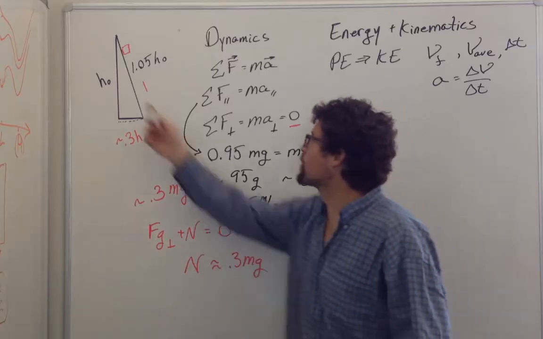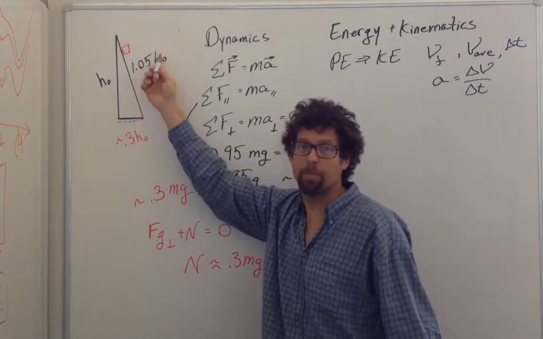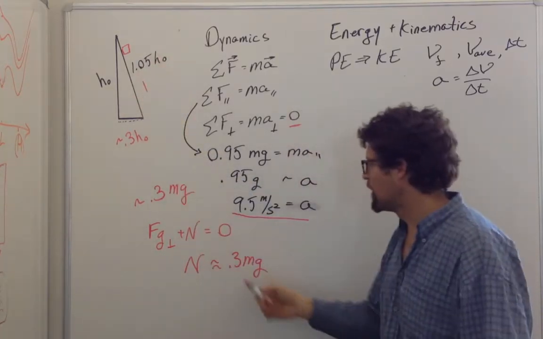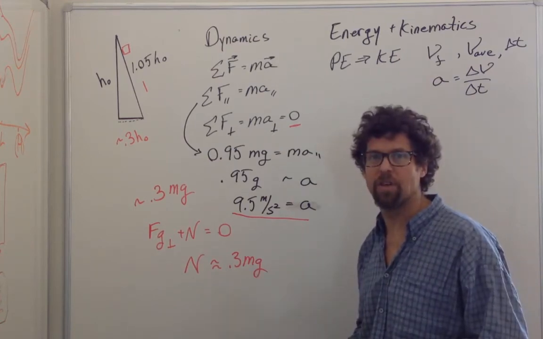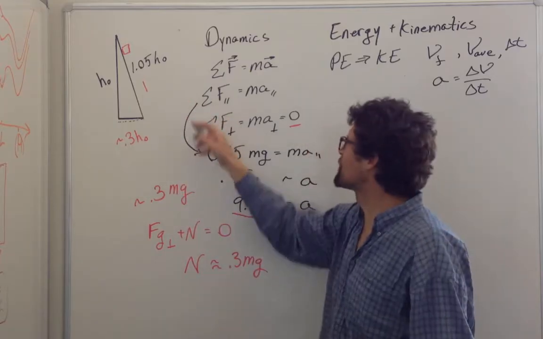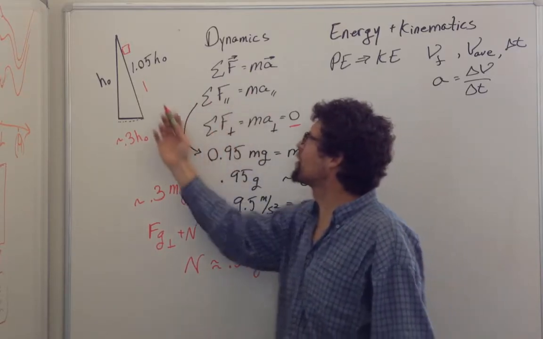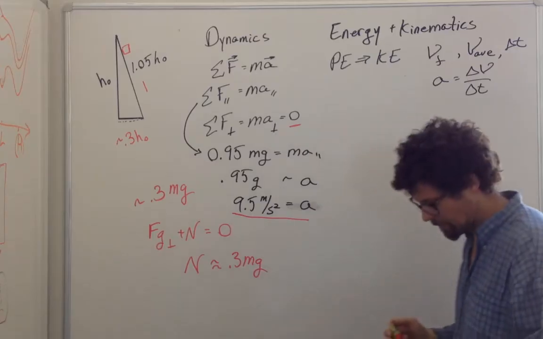And that the normal force pushing out to compensate for the perpendicular component of gravity is about 0.3 times the weight, or 0.3 times mg. And if you wanted to look at friction, you'd throw friction in here in the parallel direction.